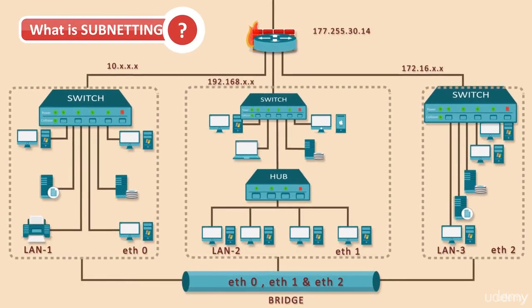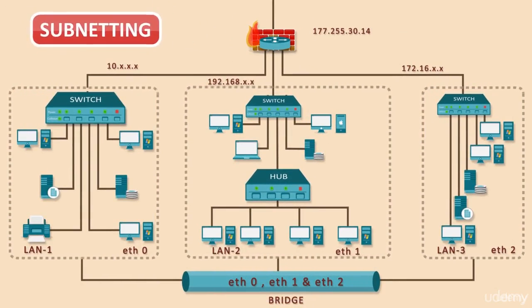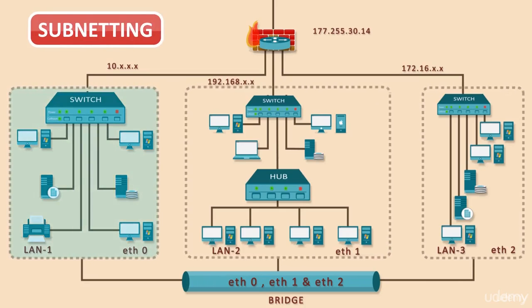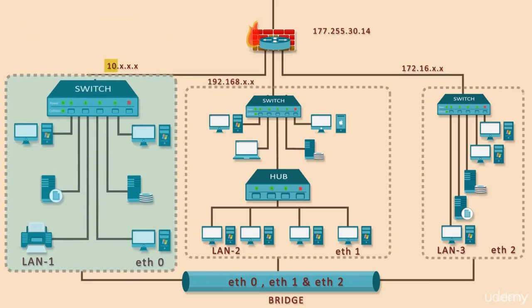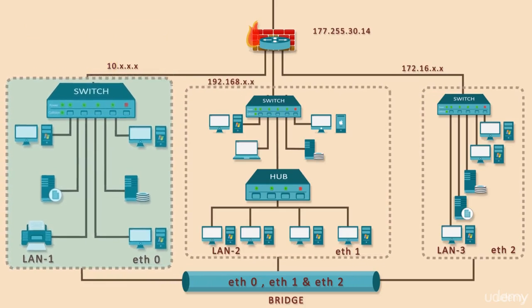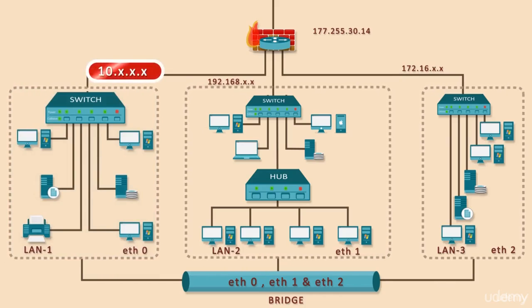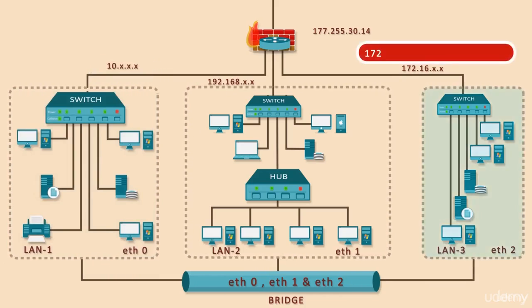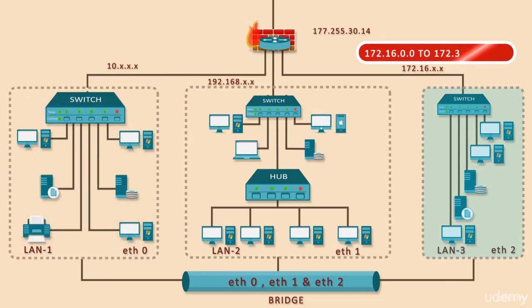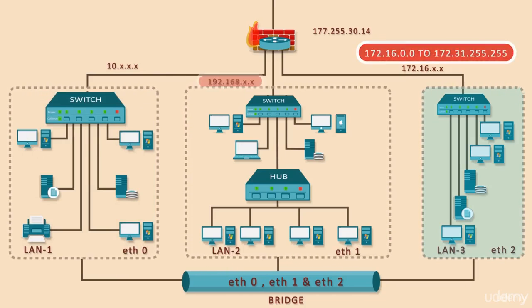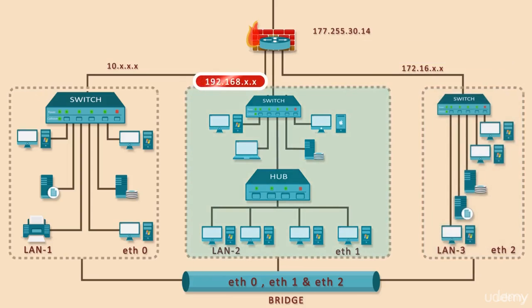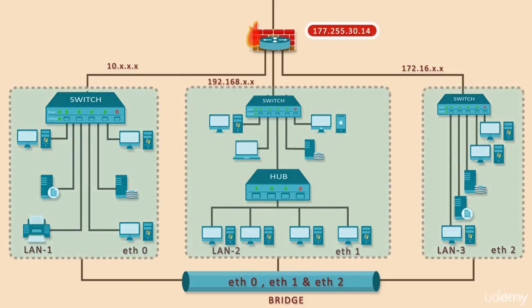The process of dividing an IP network into subdivisions is called subnetting. Computers belonging to a subnetwork have a common group of the most significant bits in their IP addresses. The addresses used for subnetting fall under the following series: 10.x.x.x series, 172.16.0.0 to 172.31.255.255, and 192.168.x.x series.